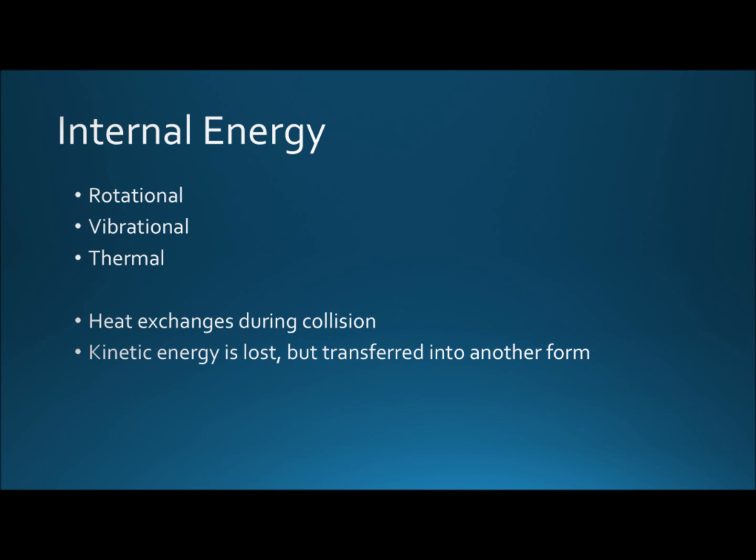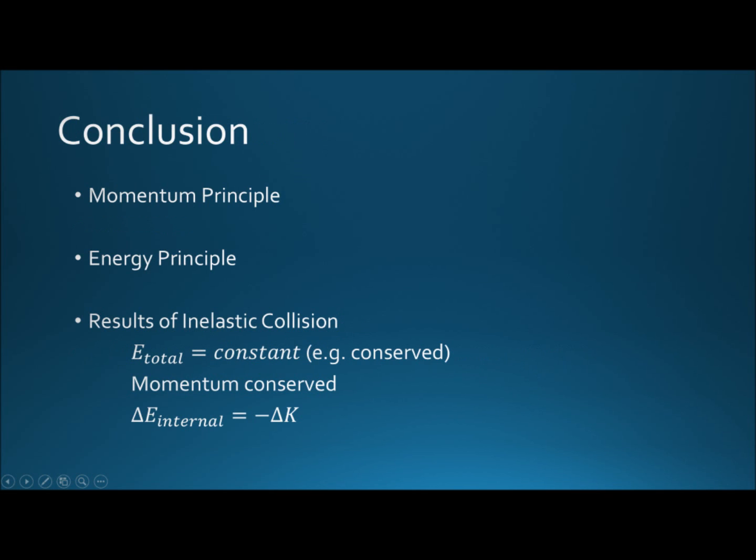These changes make sense because we know that when objects interact, there is usually a heat exchange, and when the kinetic energy is lost, it must transfer to another form of energy. So in conclusion, we were able to use momentum and energy principles to analyze and create a model showing the motion and energy transfers involved in an inelastic collision. What we found from our results were that in this type of collision, the total energy remains constant along with the total momentum. And to account for the decrease in kinetic energy, the internal energy of the system increases.